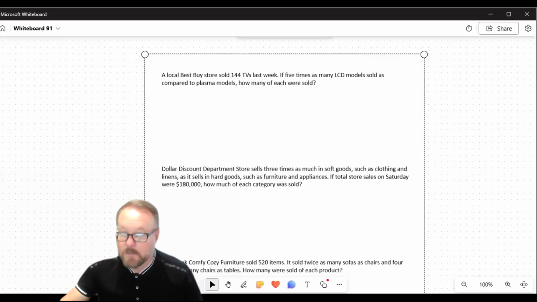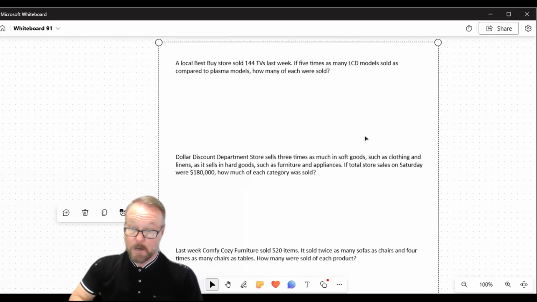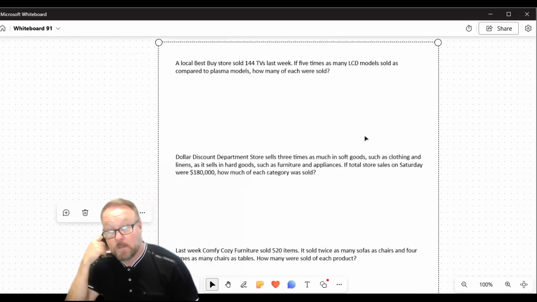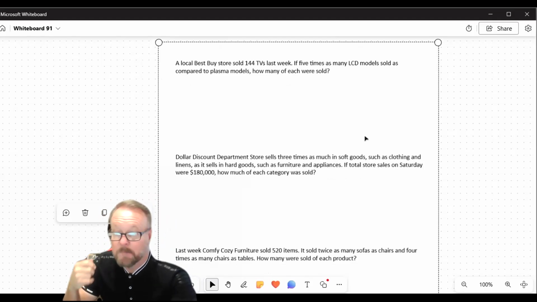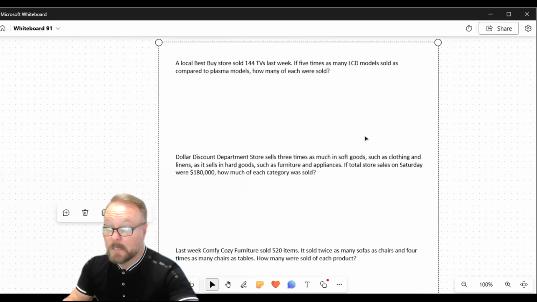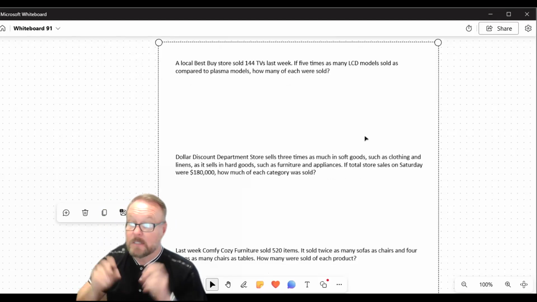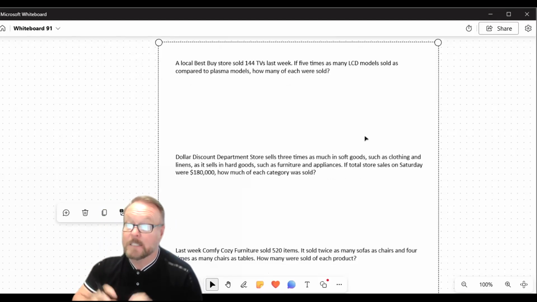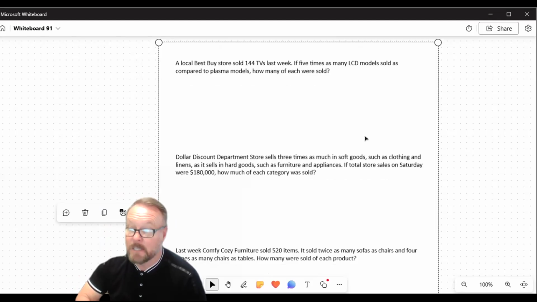Okay, here we are on page 4. I had to reload it. But we're going to look at the next problem. It says a local Best Buy store sold 144 TVs last week. If 5 times as many LCD models were sold as plasma models, how many of each were sold?